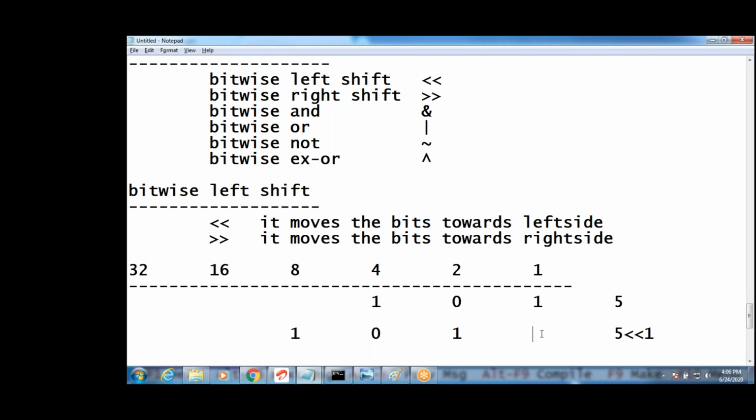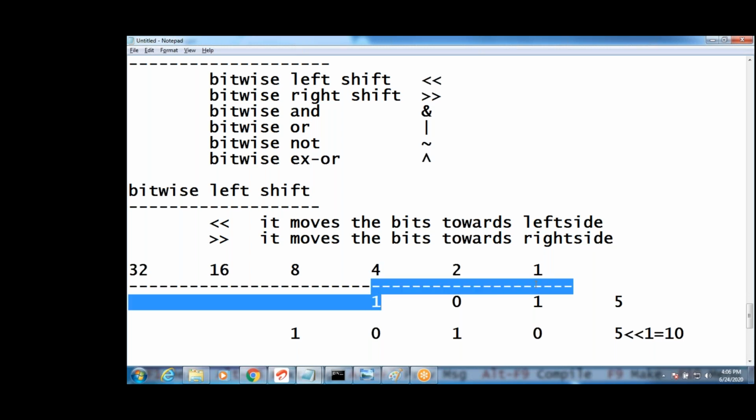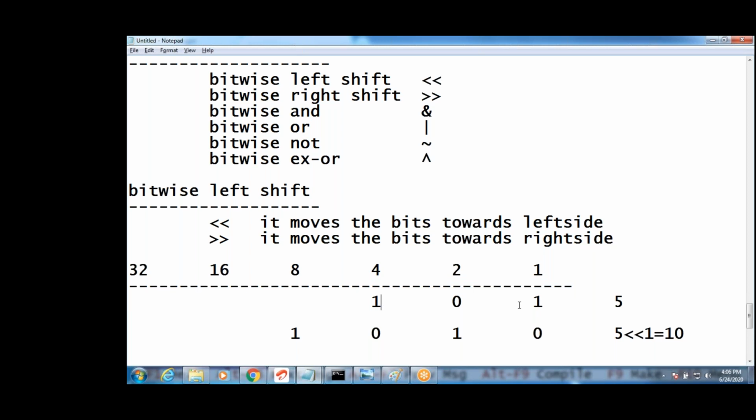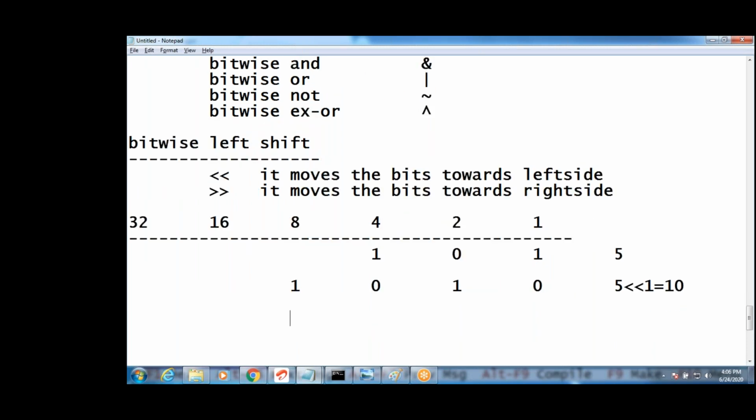In this 101, this 1 comes to this place, 0 comes to this place, 1 comes to this place. The remaining value is 0 only. Now, how to calculate this? Where are the ones present? Count 8 plus 2, it's 10. That is 5 left shift 1. The value 5 is 4 and 1, which is 5.